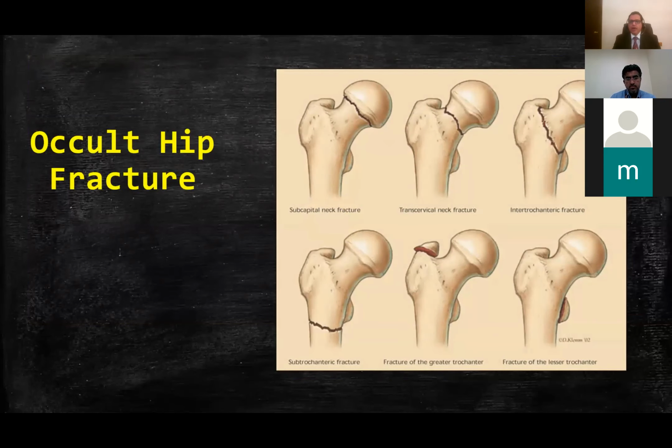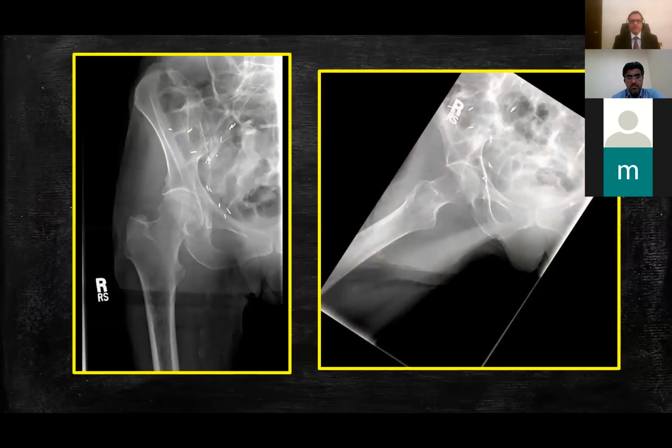Number 8, you have an elderly female or male patient. They come with hip pain after fall trauma. You have done your X-ray and the X-ray is negative. So what to do from there? Where to go from there? The X-ray is negative.